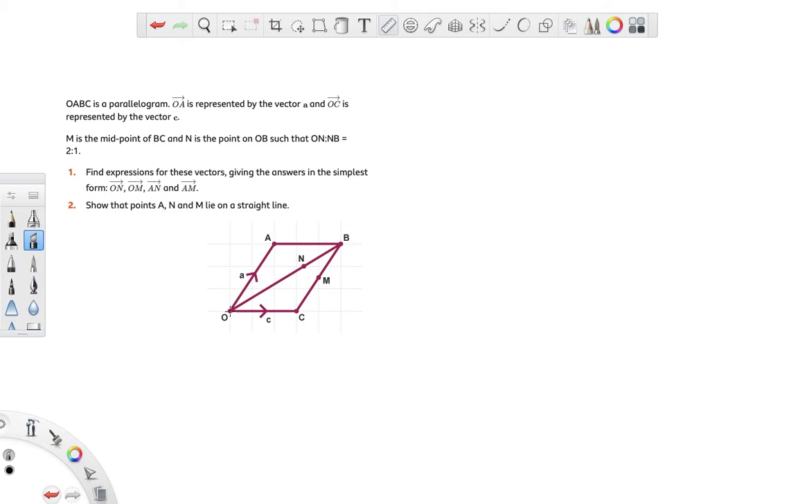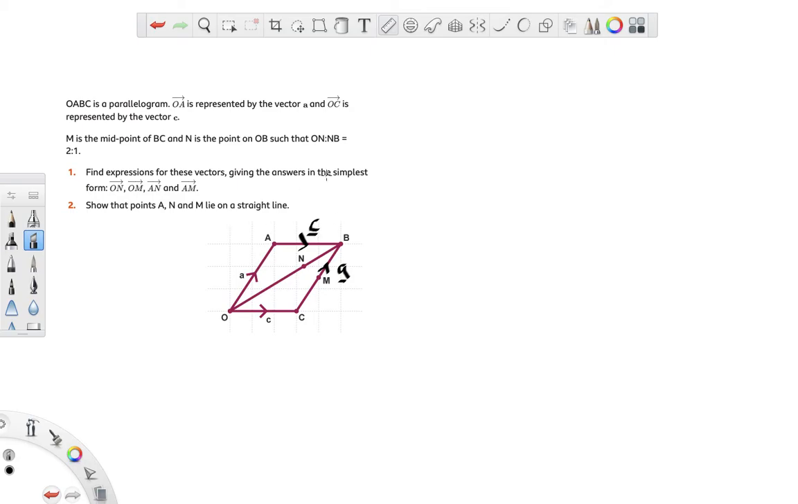Well, firstly, we've got a parallelogram. So we've got two sets of parallel lines. These parallel lines have the same length. So we've got the line O to A, and that's parallel to CB. So therefore, we must know that CB is also represented by the vector A. And similarly, OC and AB are parallel and have the same length. So AB must be represented by the vector C.